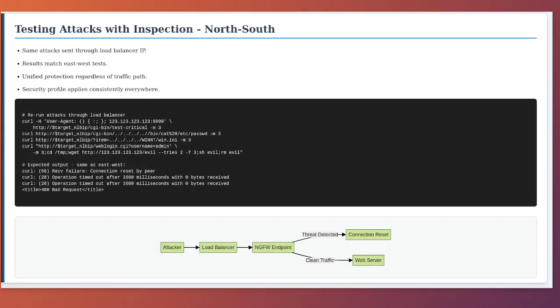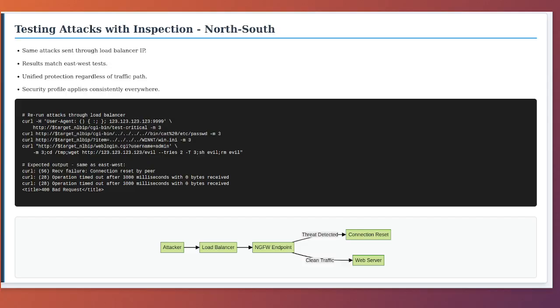Testing attacks with inspection north-south. After testing east-west inspection, we repeat the attacks through the external load balancer IP to verify north-south inspection is working. Run the same 4 attack commands, but this time target the target_NL-BIP variable instead of the private IP.